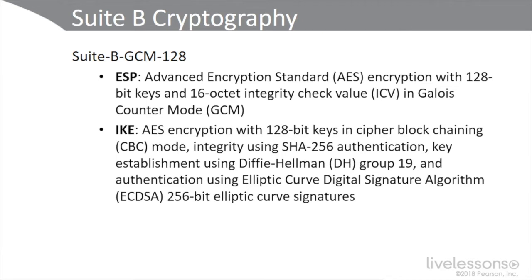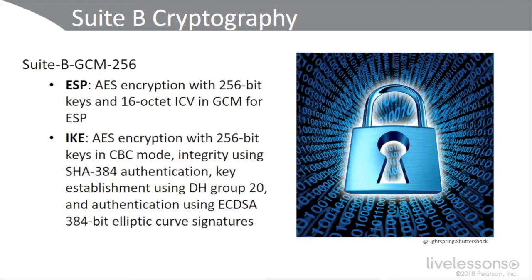IKE can use AES 128 CBC. It can use its integrity with SHA-2 or higher authentication. It'll establish keys using things like Diffie-Hellman group 19 with a larger key size, and authentication using ECDSA 256-bit elliptic curve signatures. Suite B GCM 256 is going to use AES 256 and 16-octet ICV in GCM mode for ESP.